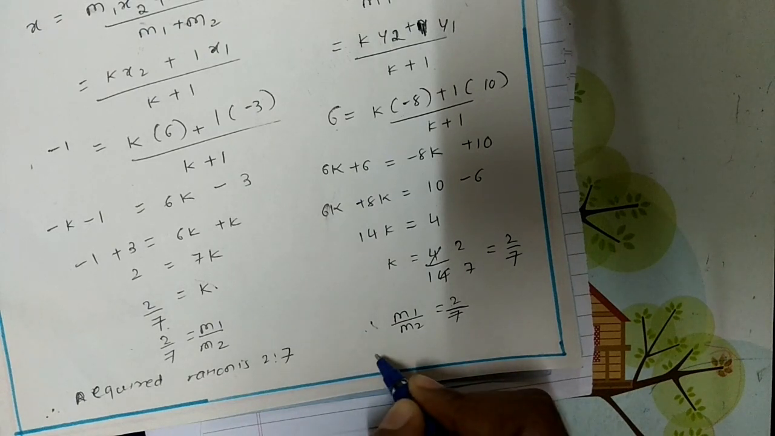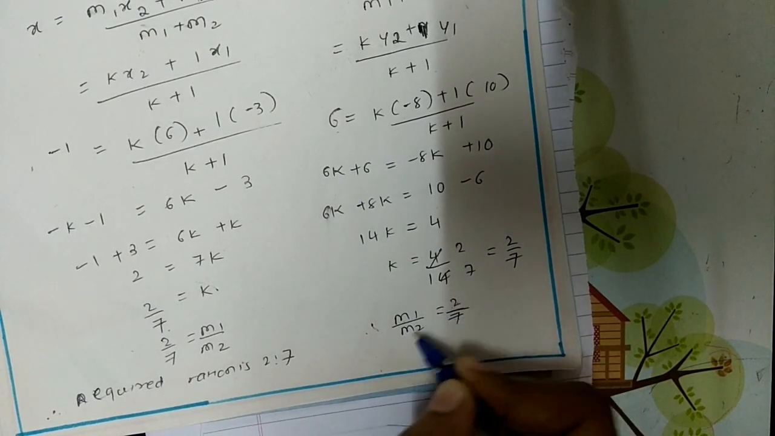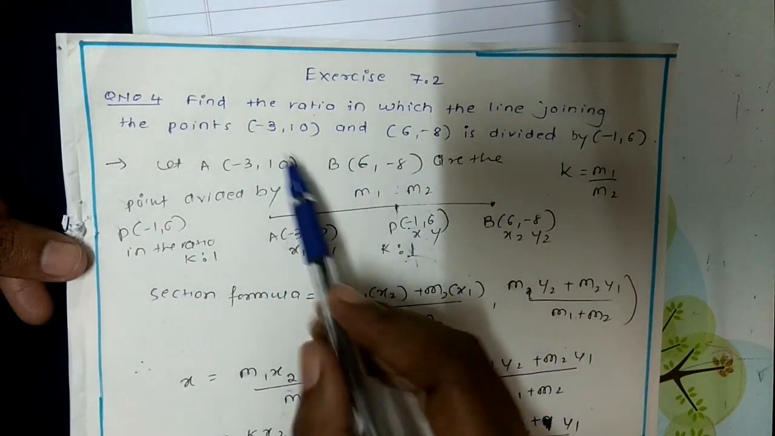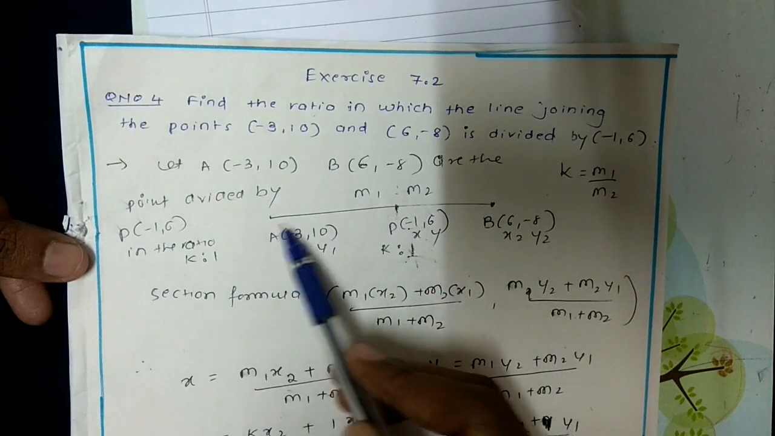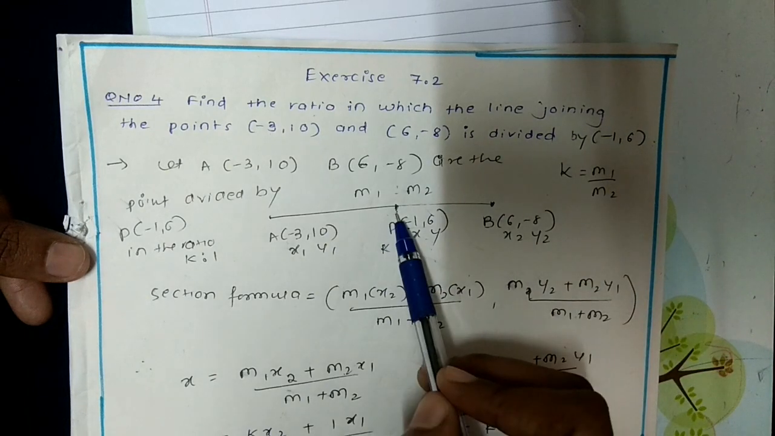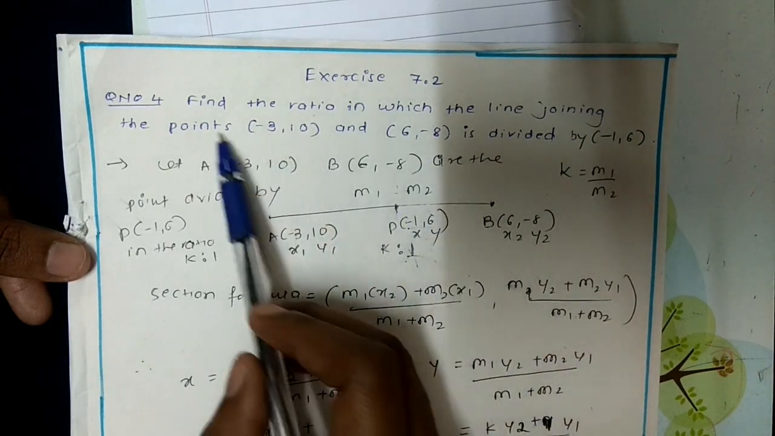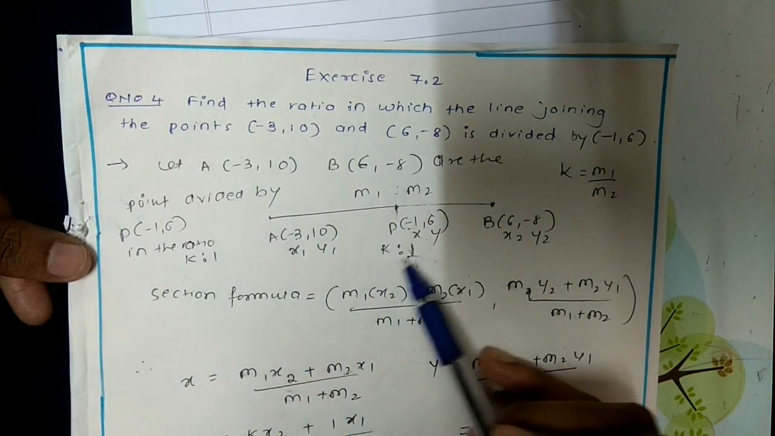So therefore the required ratio is 2:7. Don't interchange this. The first one is M1 and the second one is M2. So like this you can find out the ratios when two endpoints are given, and the line is formed and it is divided by the point of division in a particular ratio. And when it is asked for the ratio, use K is to 1 as the ratio.